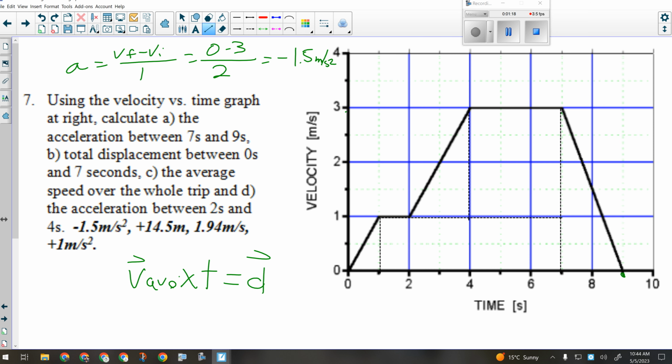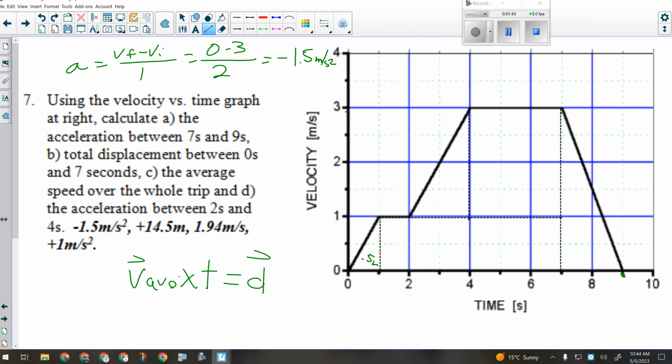During this first part here, during the first second, it's accelerating. It's going from 0 to 1, so its average velocity is 0.5, half the height of the triangle. So 0.5 times 1 is 0.5. So this is going to be 0.5 meters. Then I've got this big rectangle. I'm only going to 7 seconds here for the displacement, so between 0 and 7. So this rectangle here will take care of part of that area.